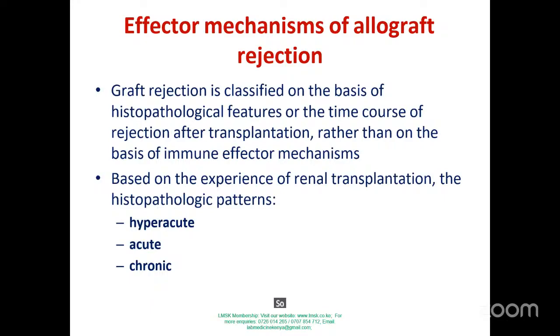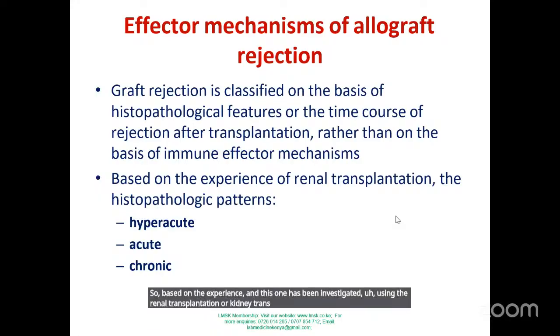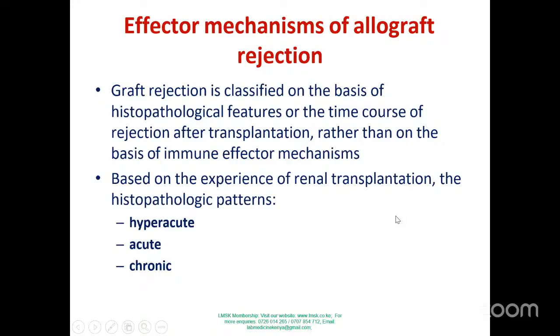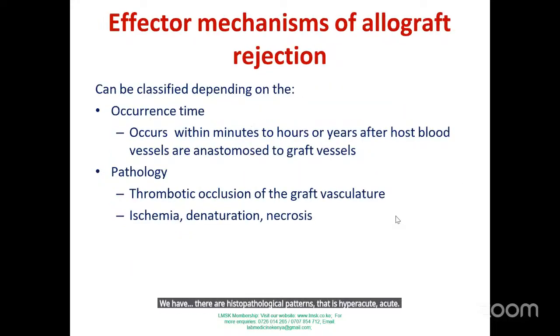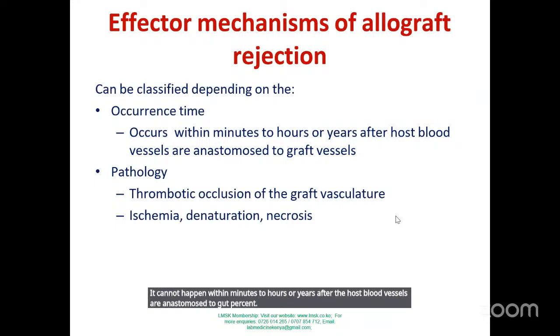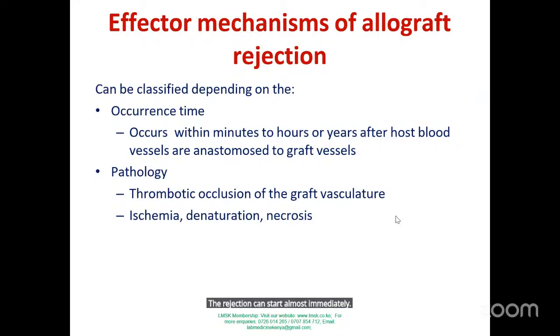Based on experience, and this has been investigated using renal or kidney transplantation, there are three histopathological patterns: hyperacute, acute, and chronic. As we have said, this can be classified based on occurrence. It can occur within minutes to hours or years after the host blood vessels are anastomosed to the graft vessel. So rejection can start almost immediately.